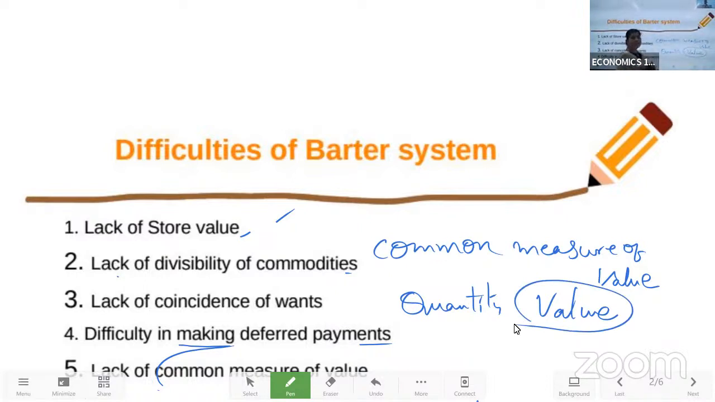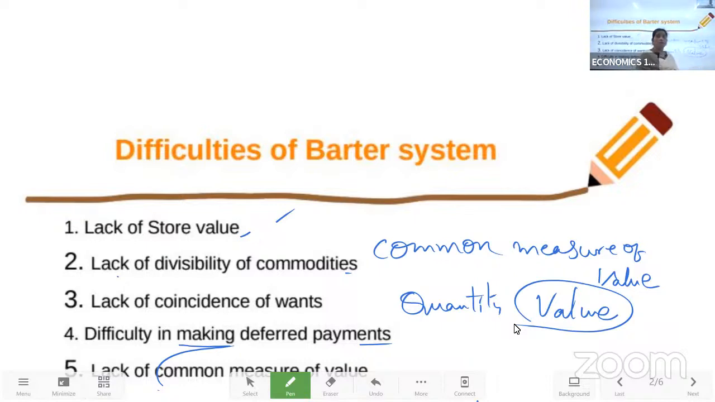Measuring value wise means that for this much of a commodity like rice, how much gold or how much of another commodity should be exchanged. Suppose it is 1 kg; kgs or liters always explain the value of a commodity in some terms of measurement. So how much should be exchanged? That is not possible under the barter system. Measurement of value is not possible.